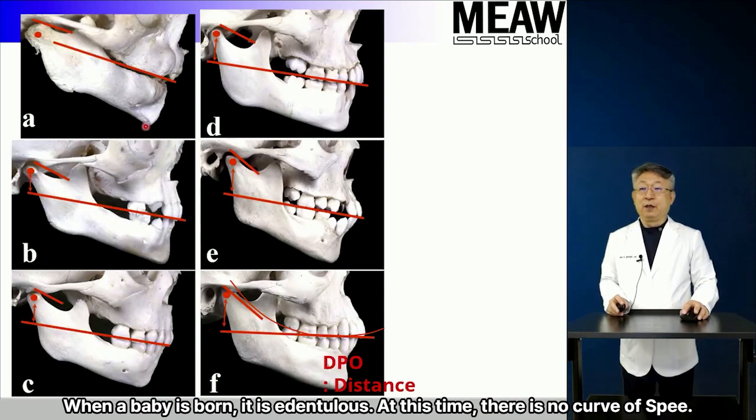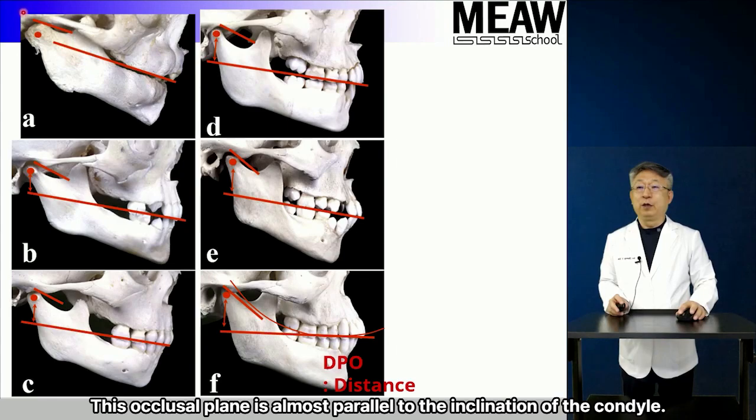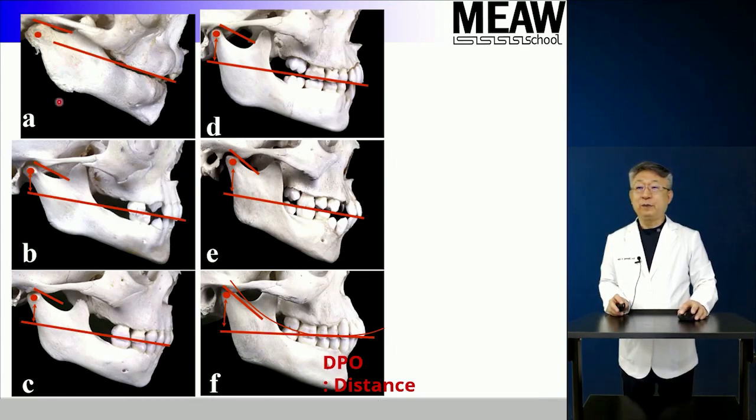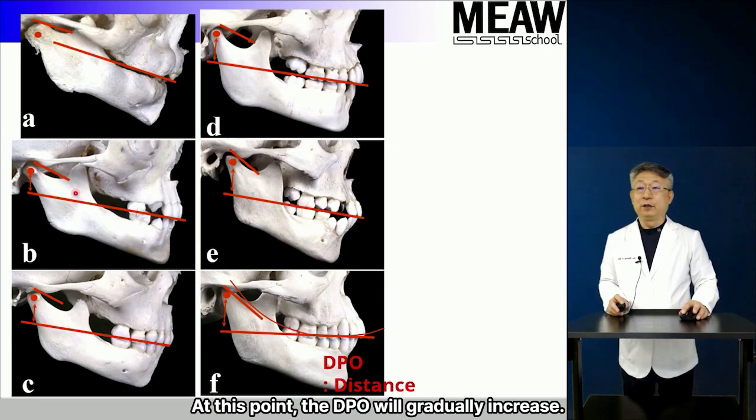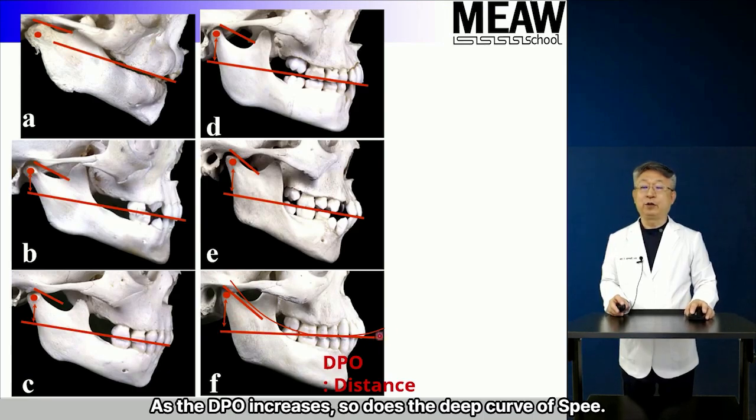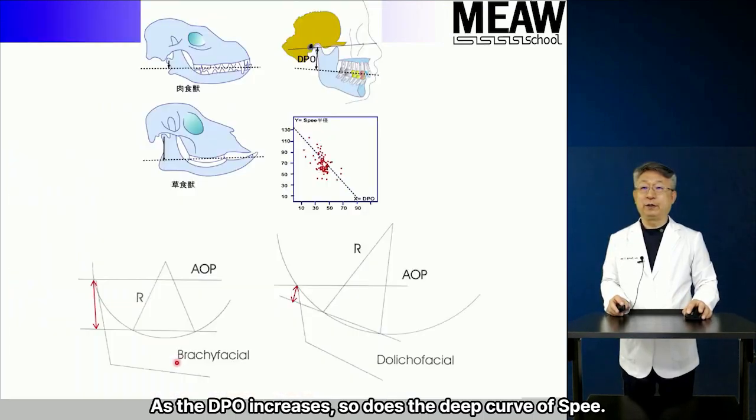When a baby is born, it is edentulous. At this time, there is no curve of Spee. This occlusal plane is almost parallel to the inclination of the condyle. As the dentition erupts, the condyle and occlusal plane are formed. At this point, the DPO will gradually increase. As the DPO increases, so does the depth of the curve of Spee.